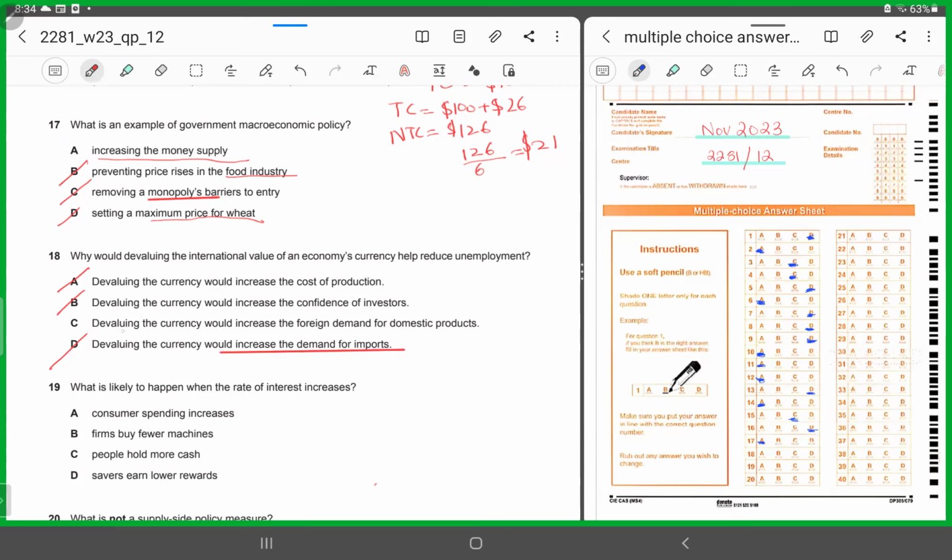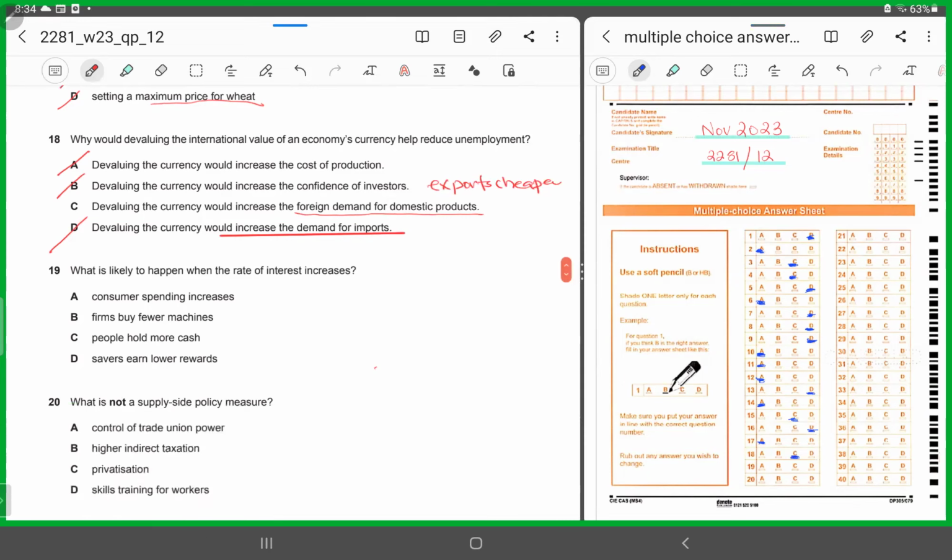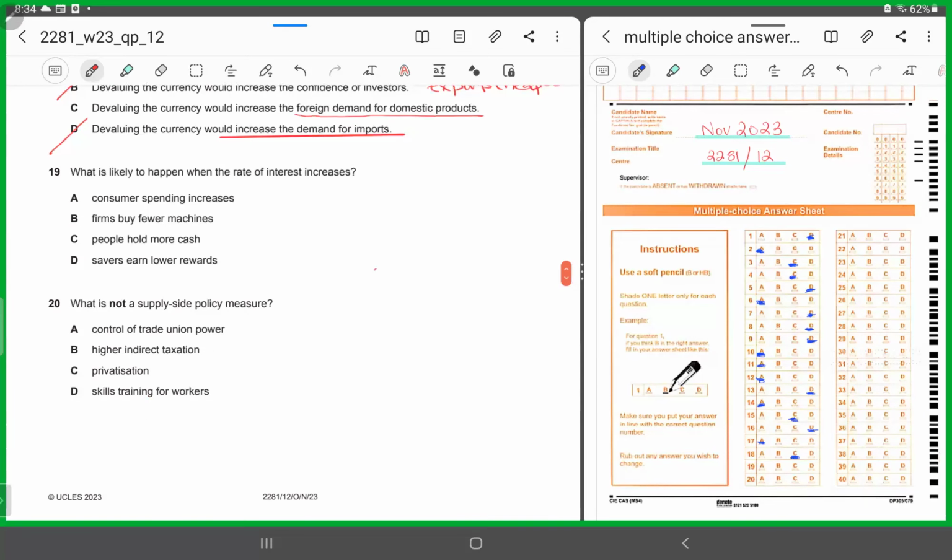Look at option C. Devaluing the currency would increase the foreign demand for domestic products. Why? Because your exports are going to get relatively cheaper. That is the reason. So it has to be C. I'm explaining the logic, the reasoning behind the options, and why I've selected C.